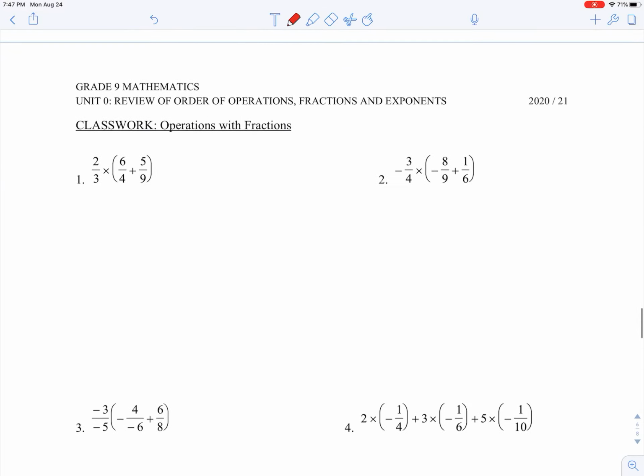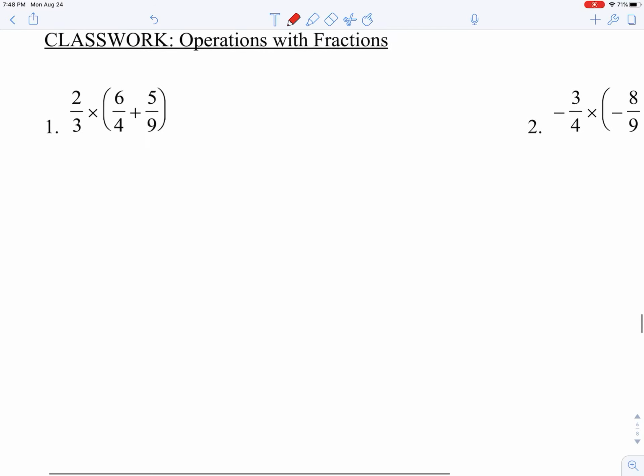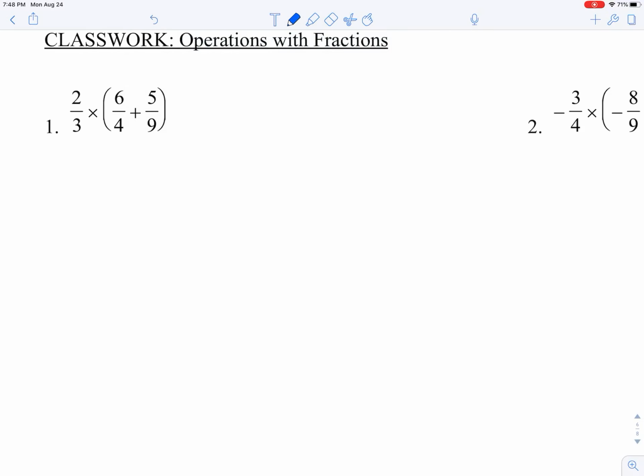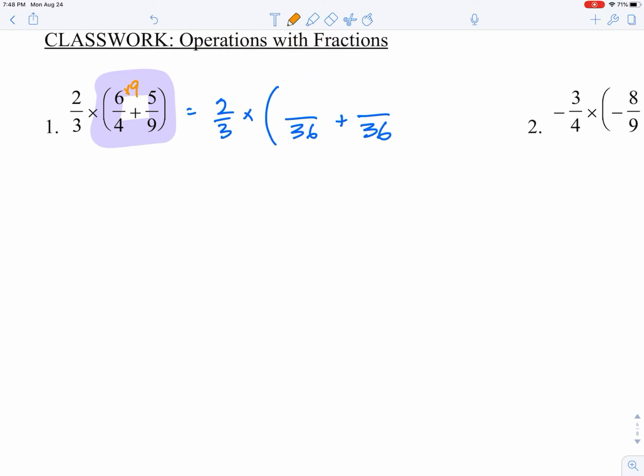So we're going to practice this now, and it's going to be a combo of BEDMAS and fractions all at once. I'm going to try and do it without a calculator. So in this question, we have brackets. So I'm going to do the brackets first. So I'm going to leave the 2/3 out front times. In the bracket, it's addition. So I'm going to need a common denominator. 4 times 9 is 36. So that's going to be my common denominator. I multiplied the top and the bottom by 9 here. 6 times 9 is 54.